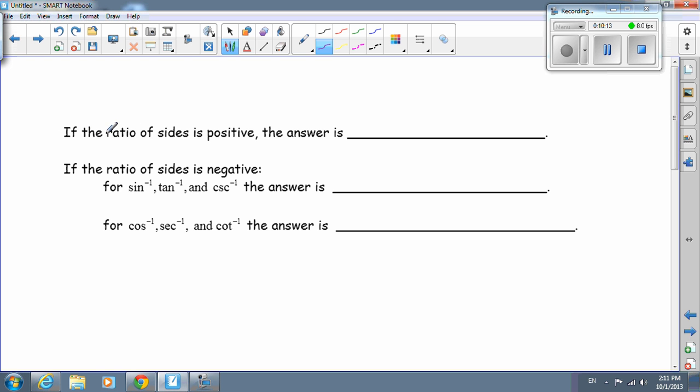If the ratio of the side is positive, the answer is positive first of all. And not only is it going to be positive, but also it's going to be the reference angle. So I would say positive reference angle. Now, if the ratio of the side is negative, we have two options. By the way, all positive reference angles will be in quadrant 1.